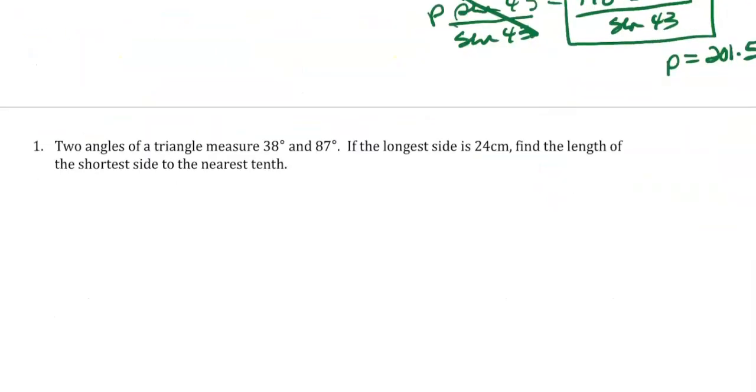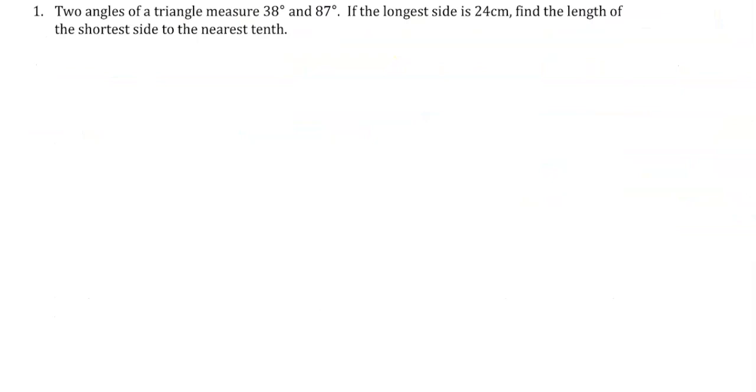Okay, so let me slide this up. So this is a pretty straightforward problem. And what they're telling us is we have 2 angles of a triangle and they measure 38 and 87. Okay, so here is the triangle. Again, draw it so it's not a right triangle.